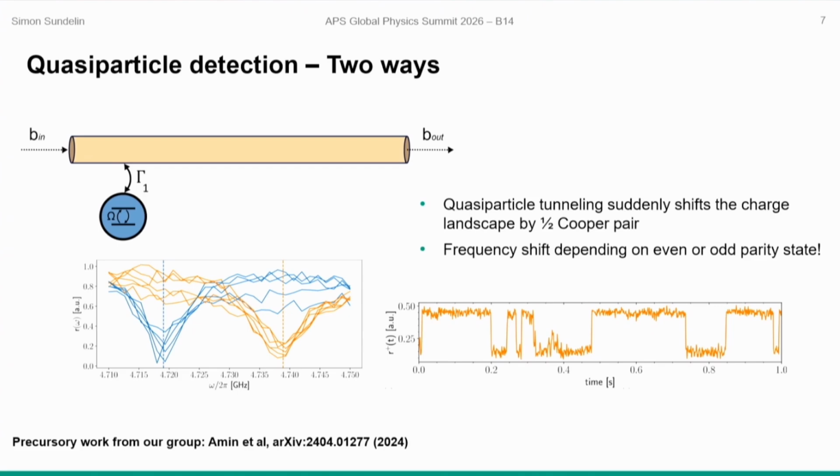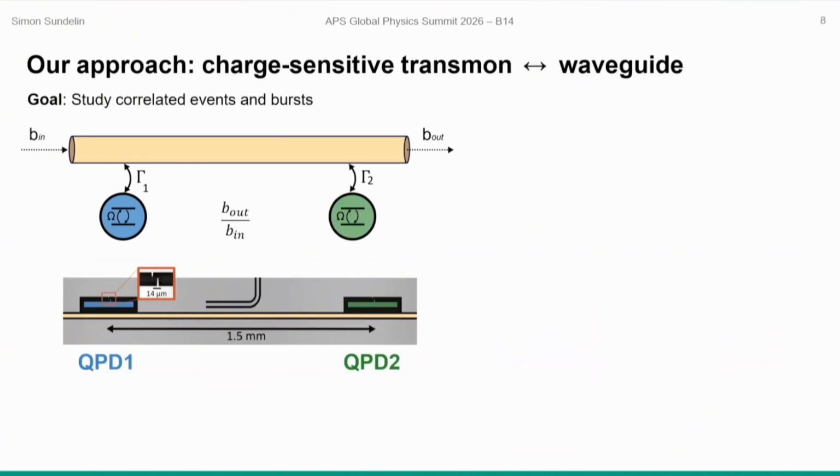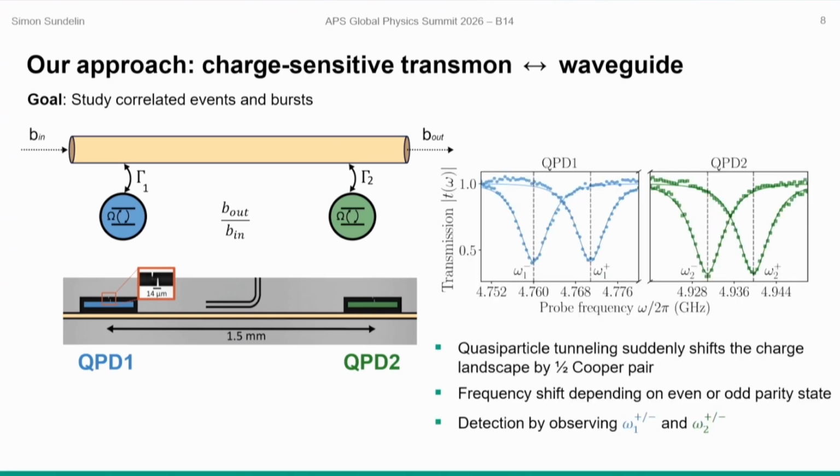So naturally, how do we improve this setup? Well, we add another qubit to the transmission line, because then we might be able to study things such as correlated quasi-particle tunneling events. And if you also add a TWPA, so a better readout line, we might also be able to resolve these bursts, which I mentioned before. Notably also, we have a very small footprint of these two detectors, which you can see in the micrograph over here. And just once again, you can clearly see these visible odd and even parity states. What we then want to do is monitor one of these frequencies for each of the detectors over a long period of time and see what we actually get.